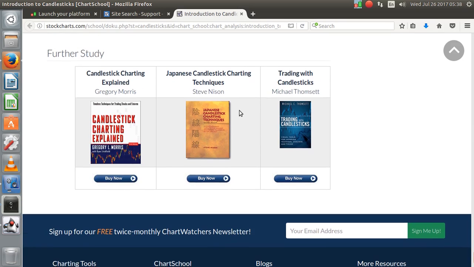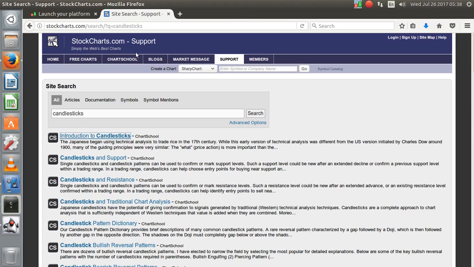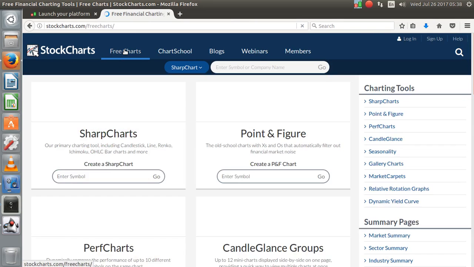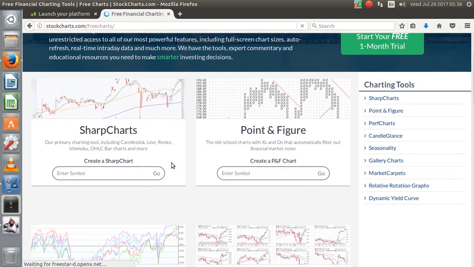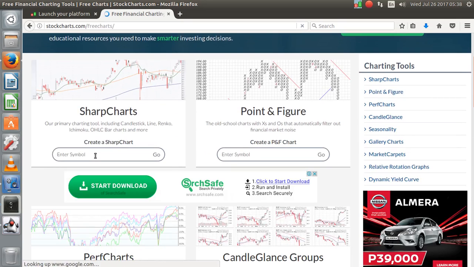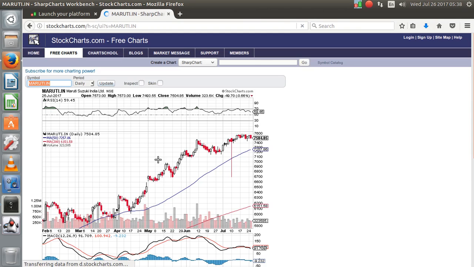Now, I'd like to show you some examples before we end this video. Let me just give you a quick glimpse of how candlesticks work. This is for the Indian stock market, for example. Maruti Suzuki again, we look at. Here we are, Maruti Suzuki. And here we see candlesticks.